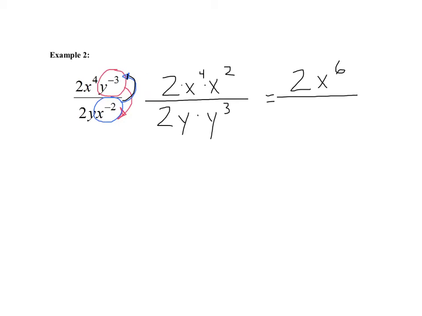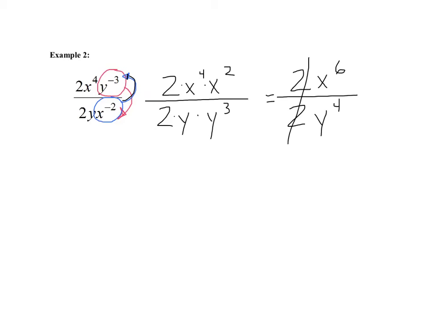Okay, I can move on to the denominator now. When I move to the denominator, I've got 2 over y times y to the third, which is going to be y to the fourth. So I'm just about finished. There's one last thing I can do to simplify this, and that is my 2 in my numerator can cancel out my 2 in my denominator.